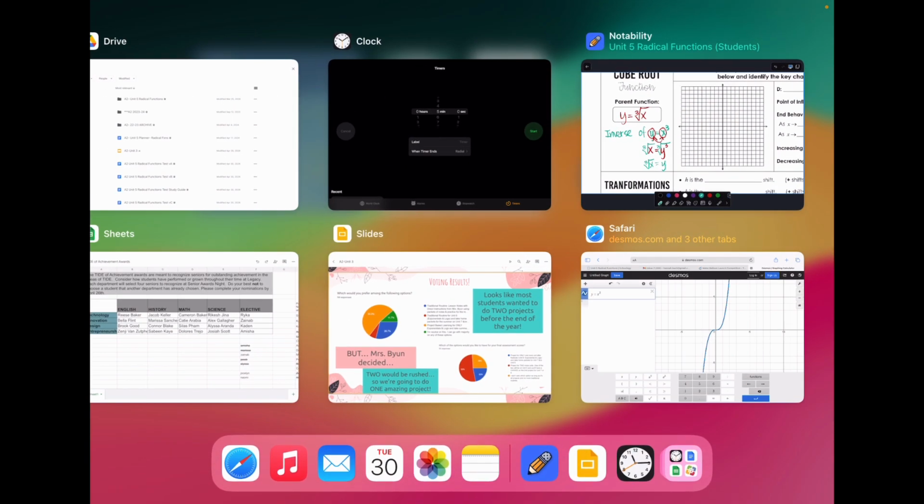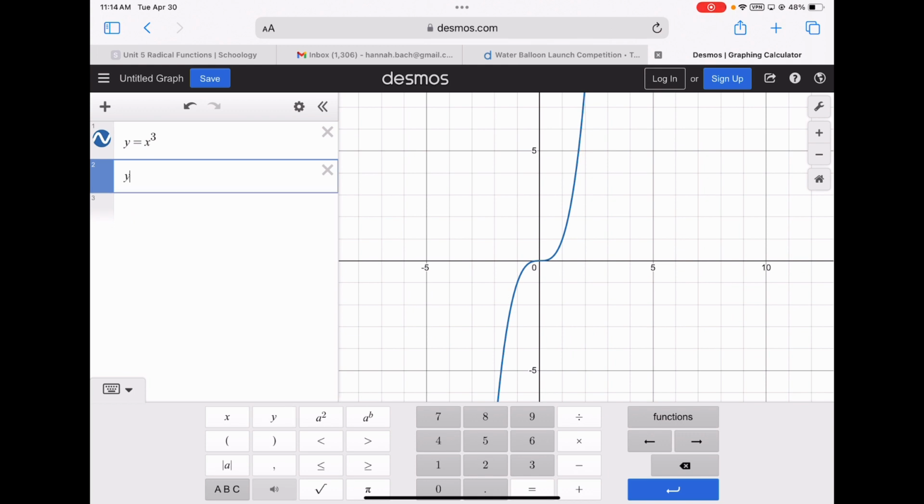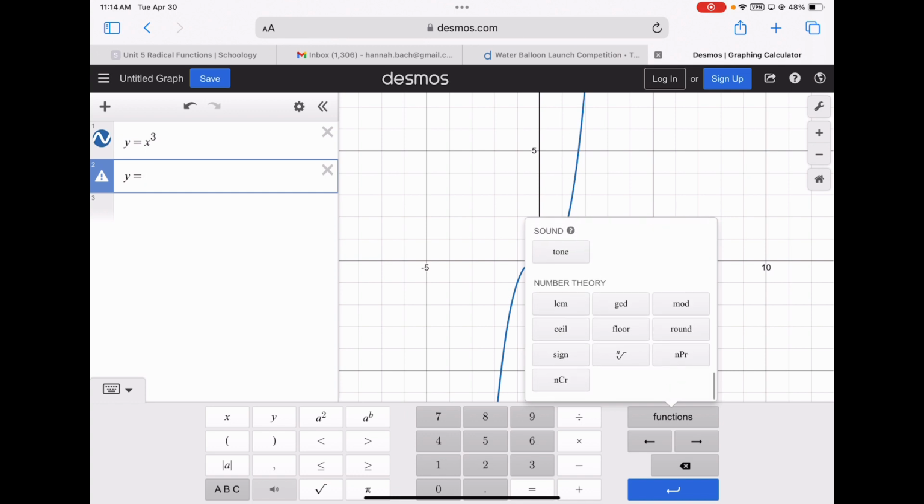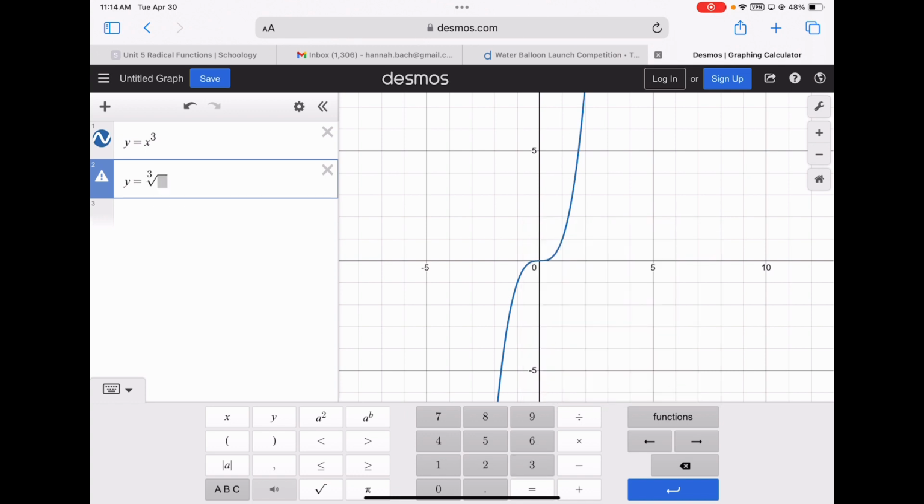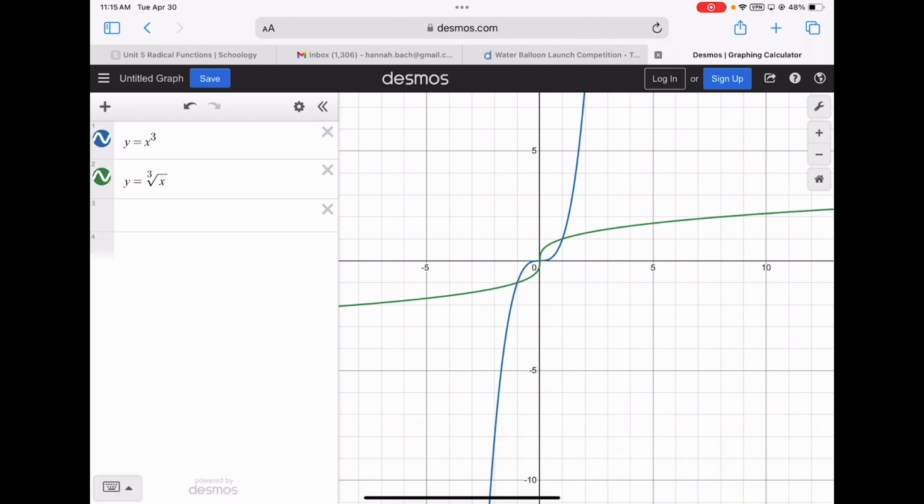Put in the cube root in the second line. Y equals, I need to find my functions, cube root of x. You already have it right in front of you. I'm going to turn this one off. There it is. That's why I said that right. Tell me what you notice between the cubic function and the cube root function. Oh, it goes sideways. Yeah, it does.